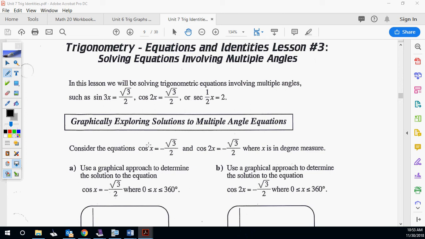Unit 7, Lesson 3. In this lesson, we'll be solving trig equations involving multiple angles. What that means is we have multiple locations, so we're going to get more than one answer, essentially.